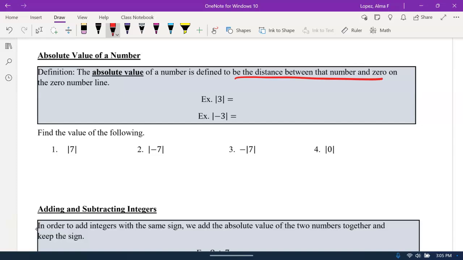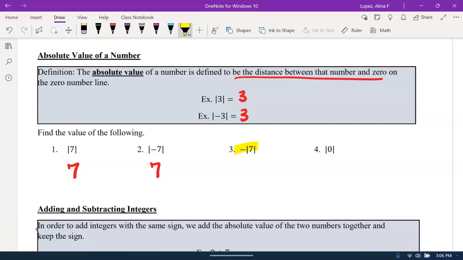So the absolute value of 3 is 3. The absolute value of negative 3, okay, I did it in reverse, but I still put 3 miles on my car. Okay, so let's look at these. The absolute value of 7 would be 7. The absolute value of negative 7, okay, I did them in reverse, but I still covered 7 miles.